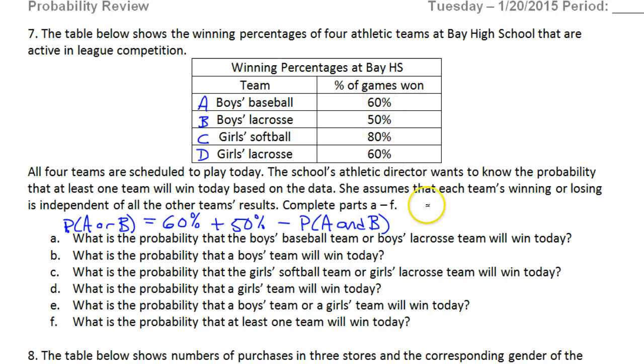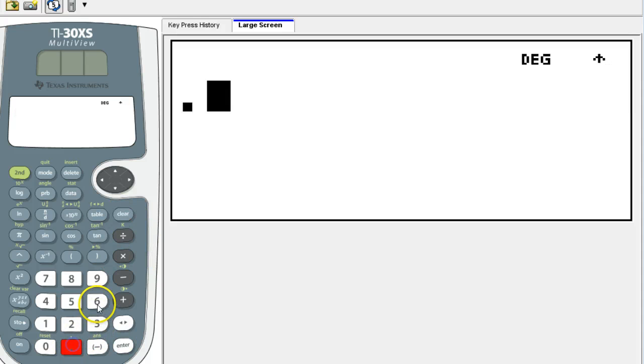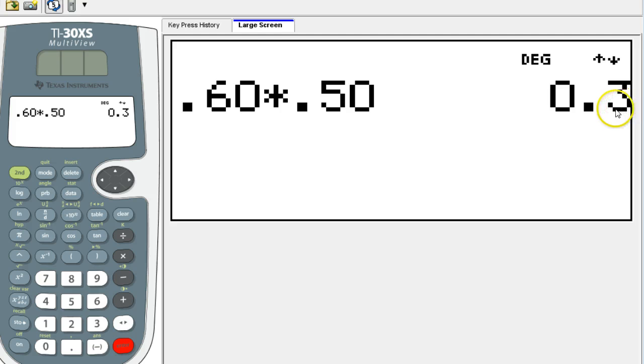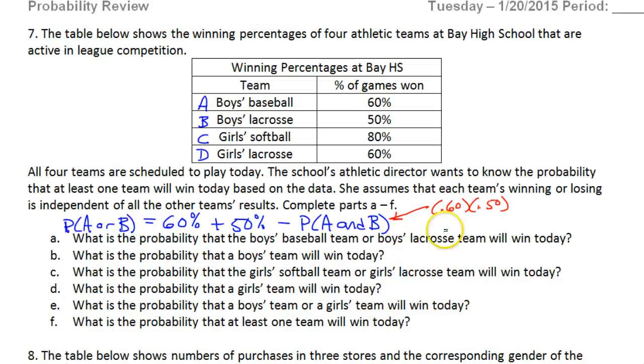So what I need to do then is to multiply 60% times 50%. That's what's going to give me this. 60% of course is 0.60 or 0.6 and 50% is 0.50, or I could have just said 0.5. Now if I put these in the calculator, 0.60 times 0.50, I get 0.3 or 0.30, 30%. So what I just found was that this is going to be 30%.